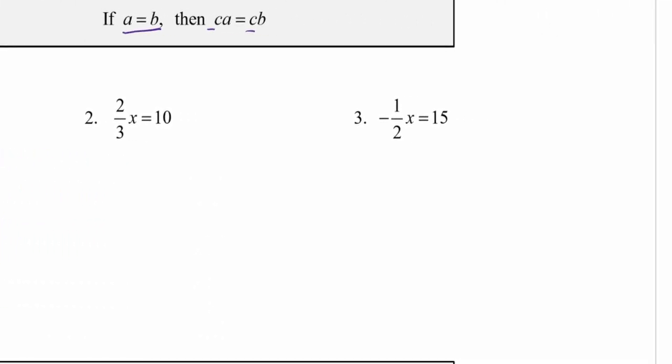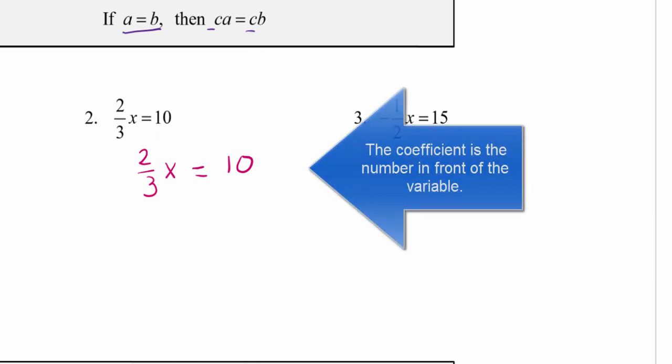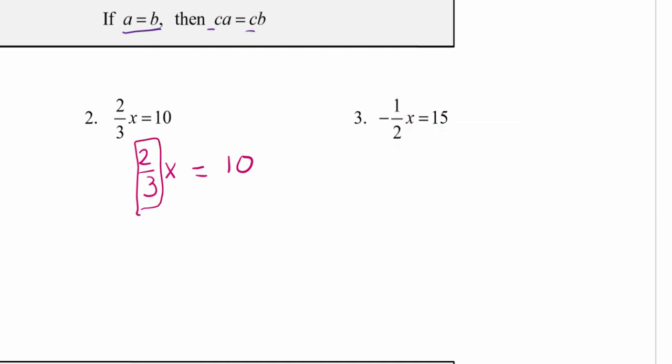In our next problem, we have 2/3 times x equals 10, and we want to solve for x. So what number do we multiply times 2/3 to get 10? And we're going to use the multiplication property of equality. So what we need to do is get this coefficient of x. A reminder that the coefficient of a variable is the number in front of it. So for us, that's our 2/3. That's the coefficient. We need that to be a 1. We need 2/3 x to become a 1x.